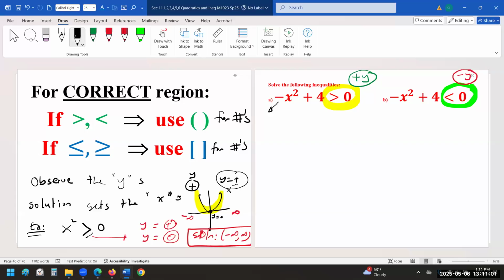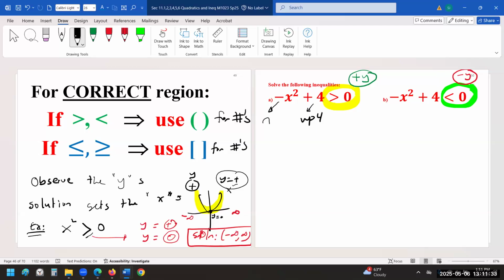Negative x squared means what? Upside down. And we have a plus 4 after the square. So which type of transformation? Left, right, or up, down? Left, right is inside your square. Plus 4 means up 4. Negative means upside down, and then you have a 4 after you square.